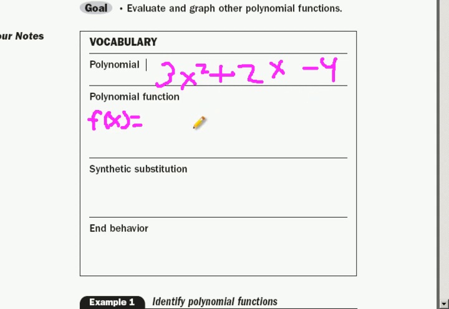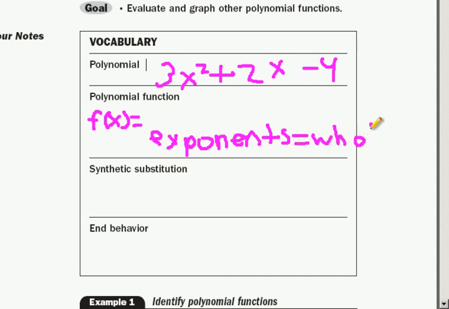But there are rules. One of the rules is that the exponents must be whole numbers. All the exponents must be whole numbers. That's very important. And the other thing about it is the coefficients must be real. So the coefficients must be real numbers. That's very important to know.